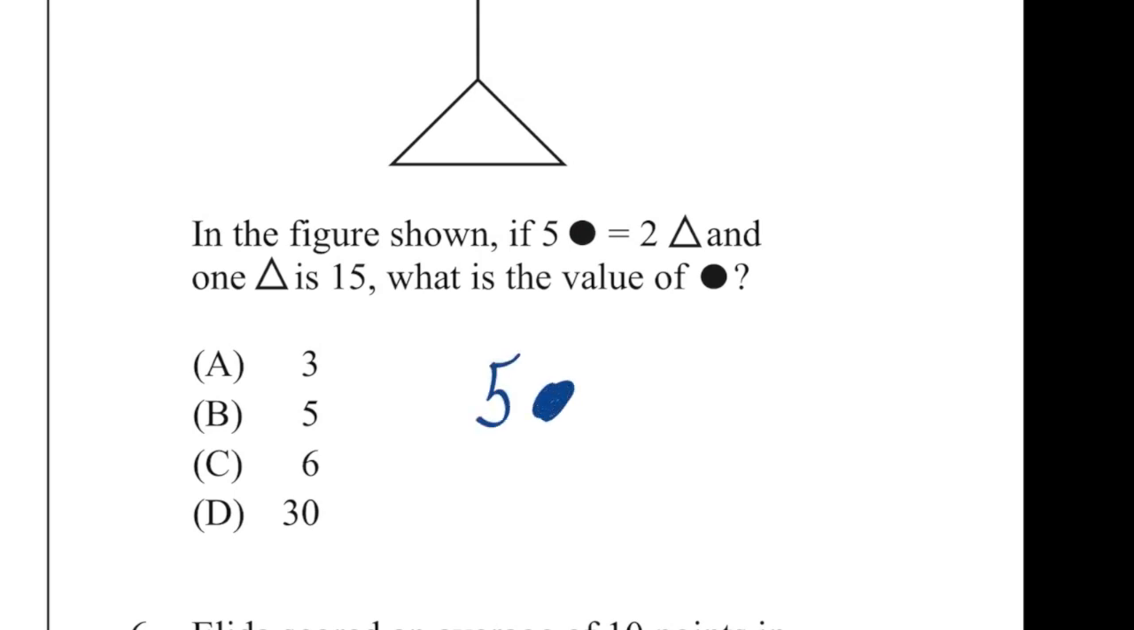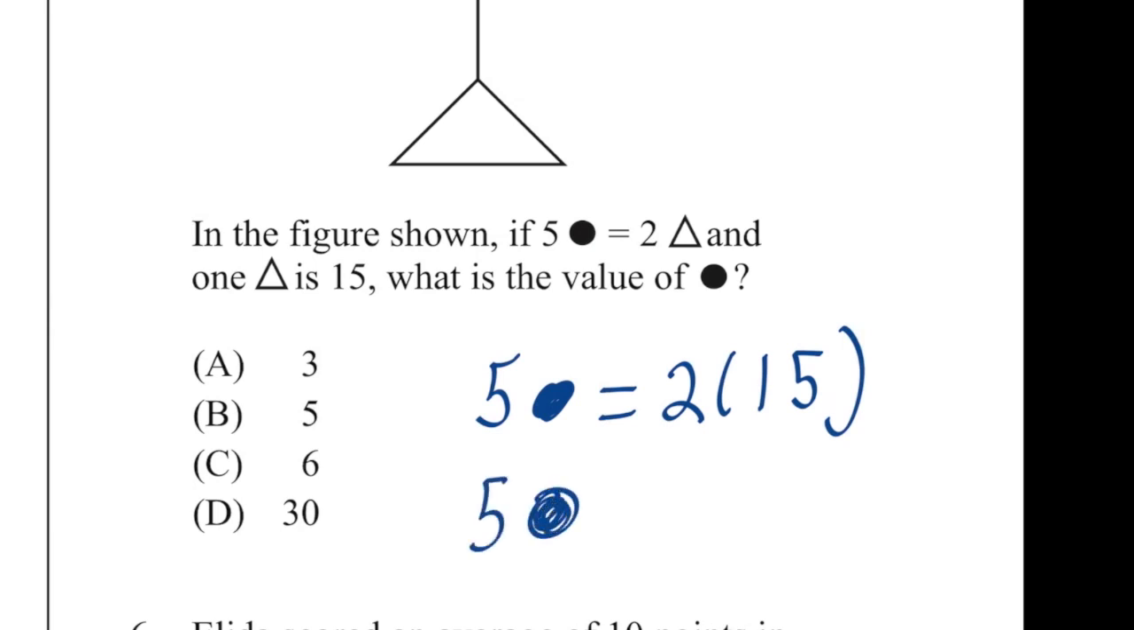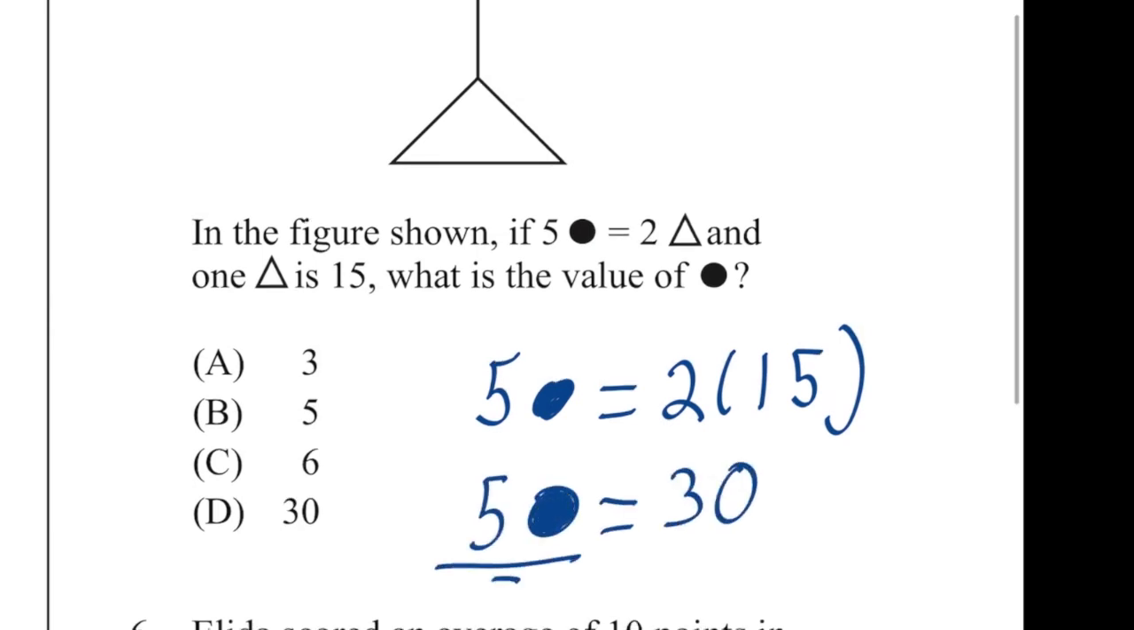Okay, with this substitution, I'll get 5 circles equals 2 times 15. So 5 circles equals 30. 5 times what equals 30? 6. So our answer is 6.